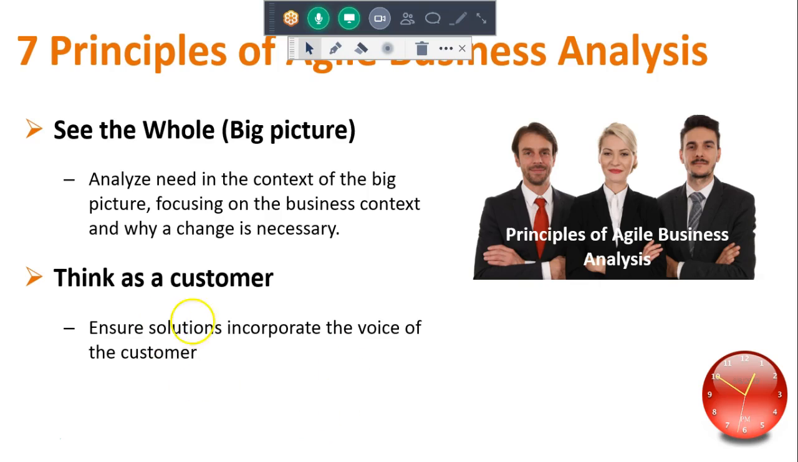So in terms of agile analysis, you need to be aware of who the people are who are going to be using and working with whatever solution you're building, and you need to incorporate their feelings and their thoughts.